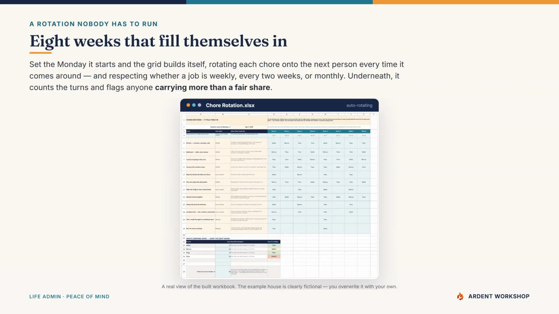Chores work the same way. Set the Monday it starts, and 8 weeks build themselves, stepping each job onto the next person every time it comes round, and respecting whether it's weekly, every 2 weeks, or monthly. Underneath, it counts the turns and flags anyone carrying more than a fair share. Nobody has to run it.